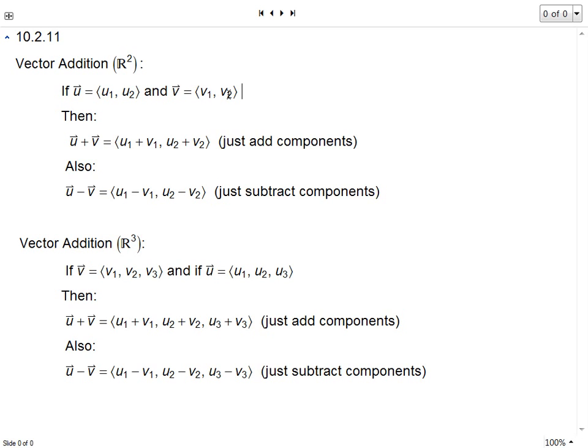If you subtract two vectors, then you subtract the components. But remember, with subtraction, the order is important, isn't it? If I say u minus v, then I've got to go u1 minus v1, then u2 minus v2. And everything just translates down into R3 the same way. Add them all up or subtract.